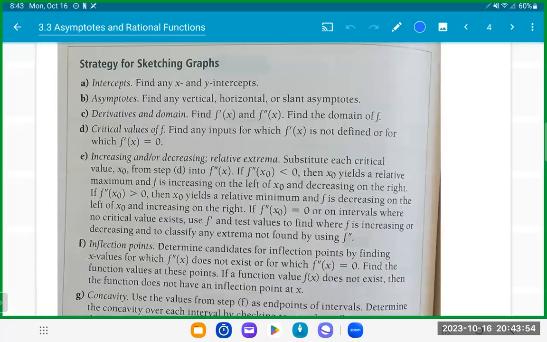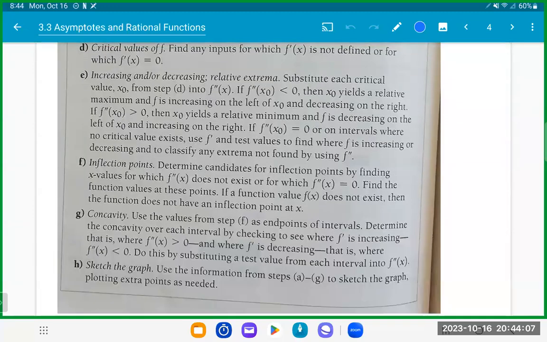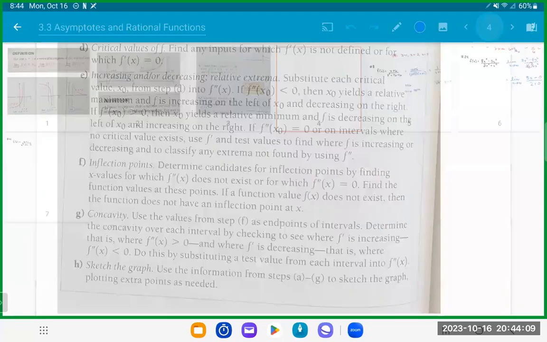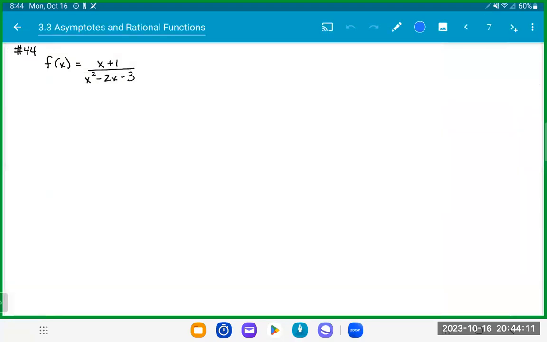these steps here, where we'll look at the intercepts, and then the asymptotes, and then the derivatives, the domain, the critical values. Where is it increasing, decreasing? What are my inflection points? Where am I concave? And then we'll get to the graph. Okay. All right.